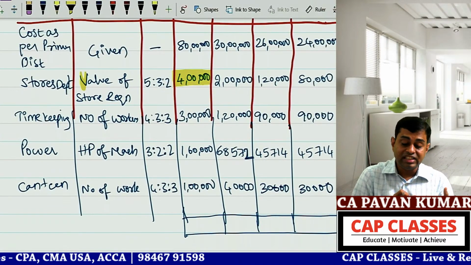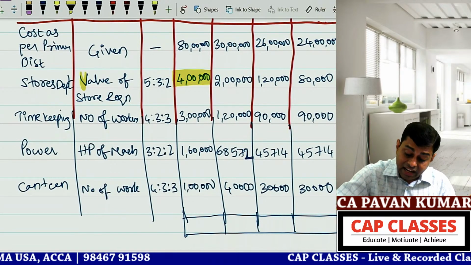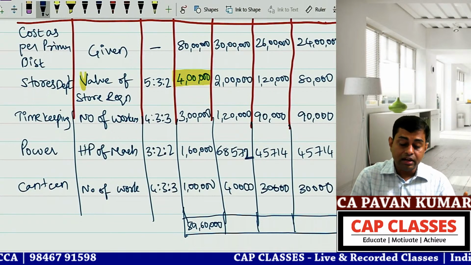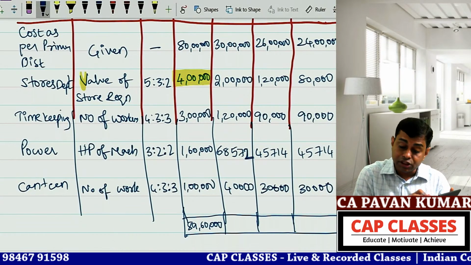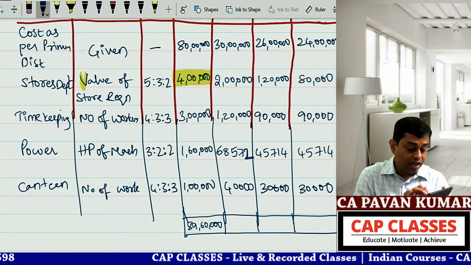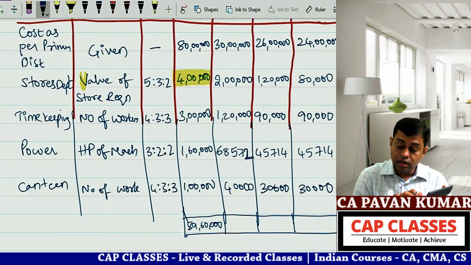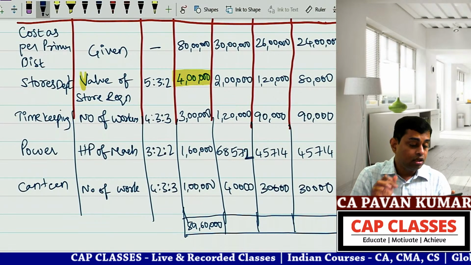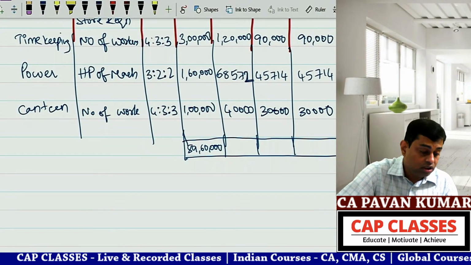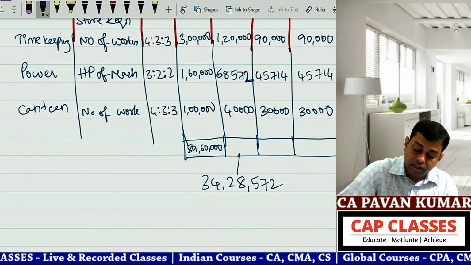So the first one is 80 lakhs plus 4 lakhs, 84 plus 3, 87, 88, 89 lakhs 60,000. Now calculate the first department. Sorry, the first one is 30 lakhs plus 2 lakhs plus 1,20,000 plus 68,572 plus 40,000. That is equal to 34,28,572. Here it is to be written.